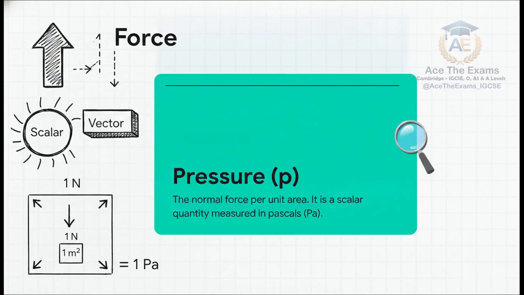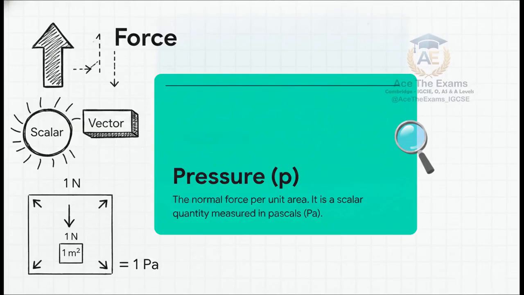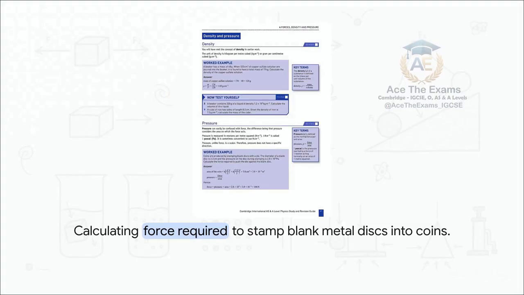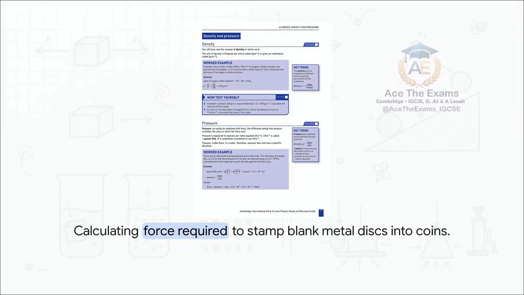A pressure of 1 Pascal is simply defined as a force of 1 Newton acting normally on an area of 1 square meter. Lock that definition into your memory. Let's test that with a speed writing challenge scenario.